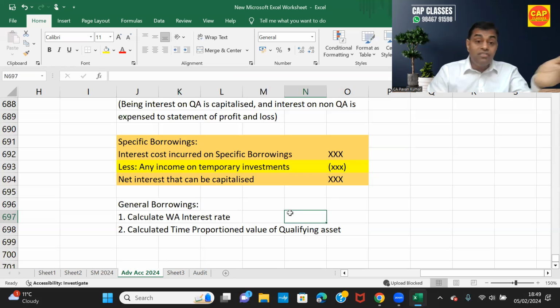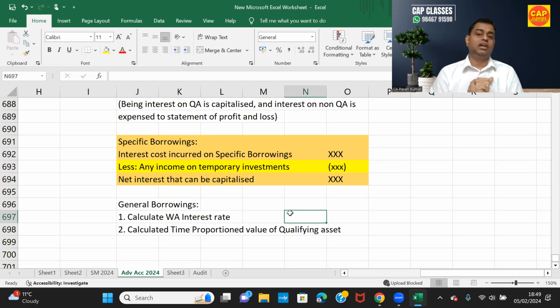So you might be investing that general borrowing money in some asset. You might be earning some return on investment. You might have invested in mutual funds, money market instruments, equity shares, preference shares, investment property. You might be getting rents, dividends, interest. But that is none of my business. Only in case of specific borrowings, I'll do that.